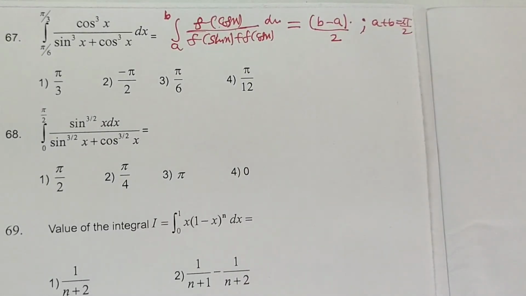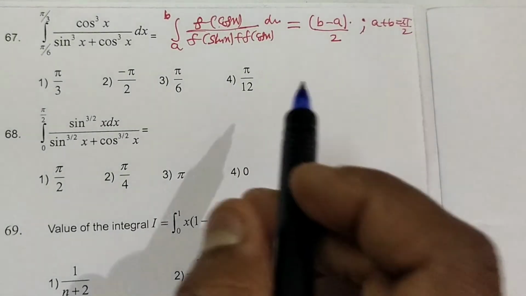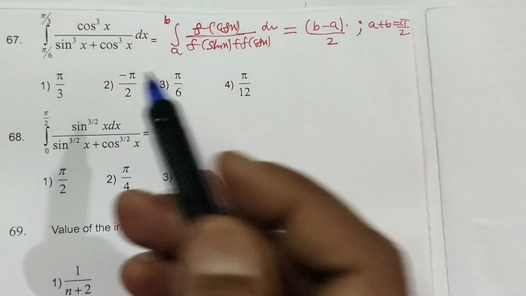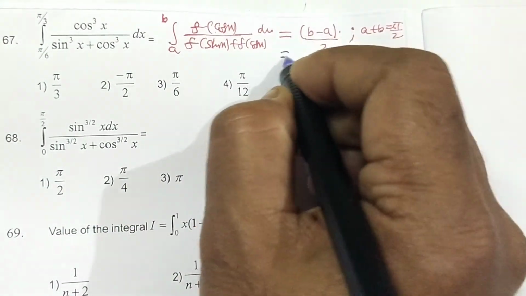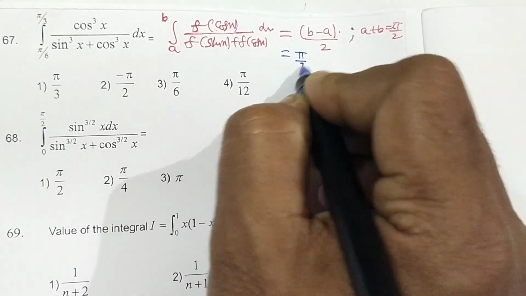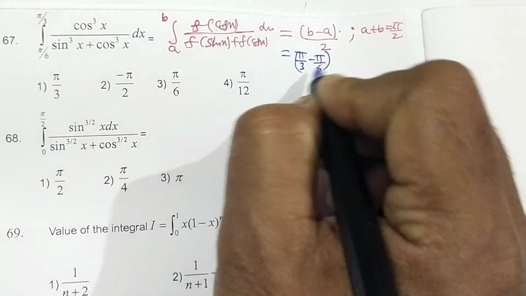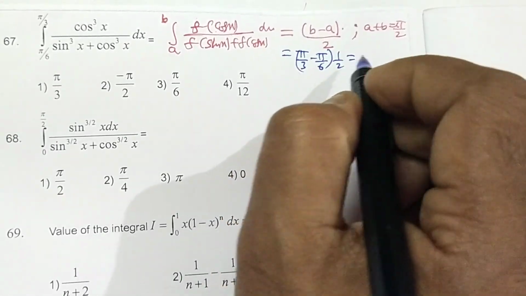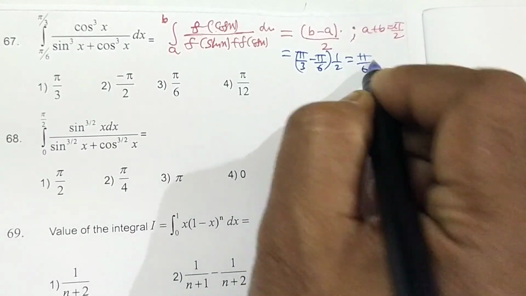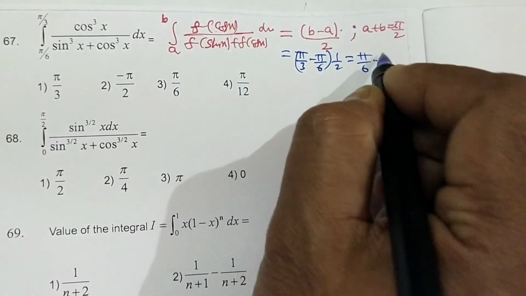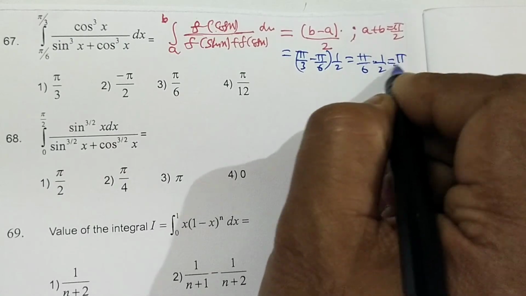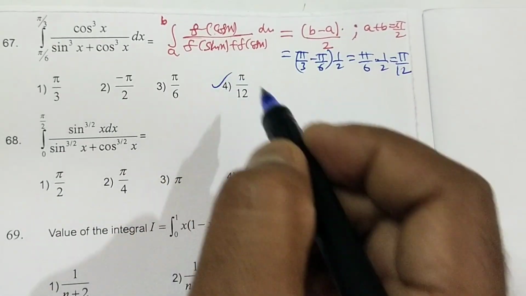First you can check whether a plus b is pi by 2 or not. Pi by 6 plus pi by 3 is pi by 2 only. So we can write the answer is pi by 3 minus pi by 6 by 2. Pi by 3 minus pi by 6 is pi by 6, into 1 by 2, pi by 12. So which is there in the fourth option.